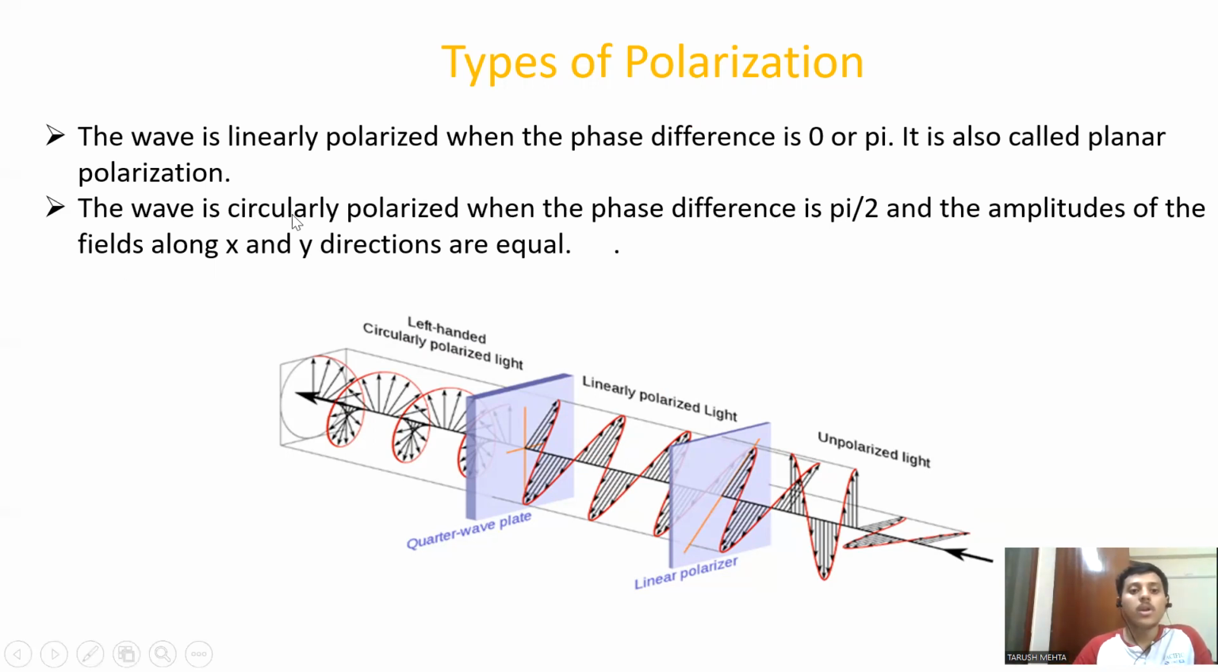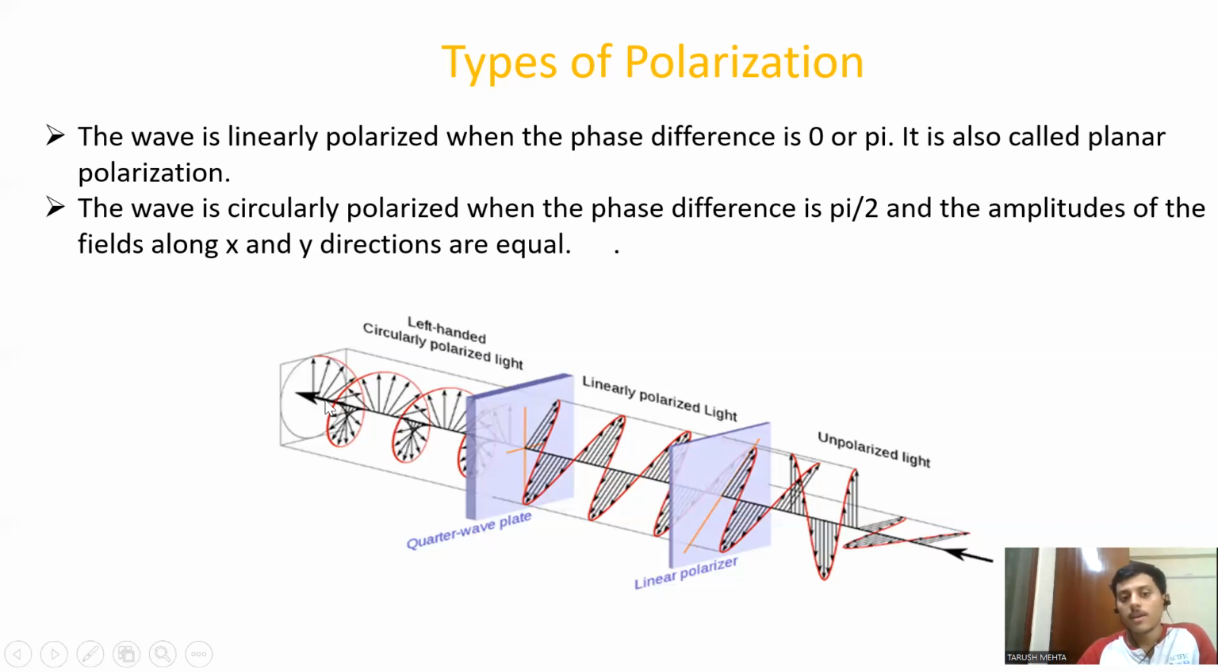And the wave is said to be circularly polarized whenever the phase difference between the x and the y components of the electric field is 90 degrees or pi by 2, and the amplitudes of the fields along x and y directions are equal. Now, if the phase difference between the x and y components is any other value, and also the amplitudes in x and y directions are not equal, then the wave is said to be elliptically polarized.